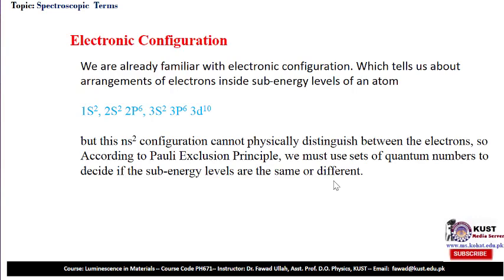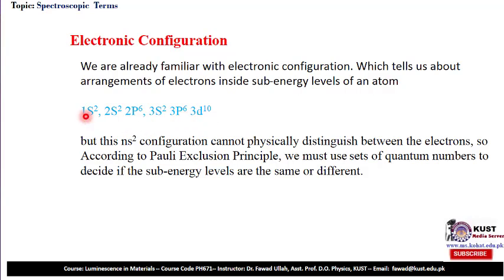Electronic configuration, we have already done it before, but let me summarize it once again. Electronic configuration tells us about the arrangement of electrons inside sub-energy levels of an atom. So these are different electronic configurations. You can see 1s2, 2s2, 2p6, 3s2, 3p6, 3d10.